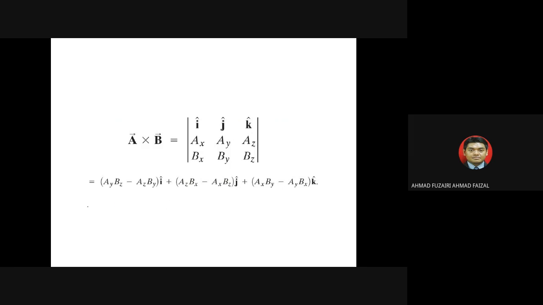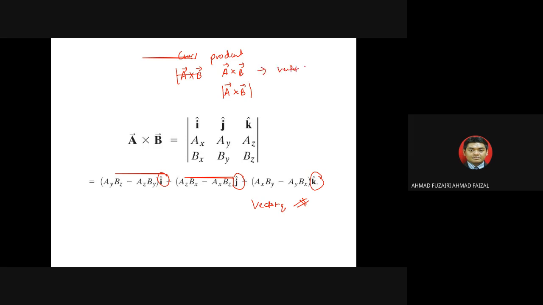And if you look at the final answer of vector A cross with vector B, it still has i, j, k. What does that mean? It means the answer must be a vector quantity. There are two kinds of cross product: vector A cross vector B, and another one is vector A cross vector B but in the modulus. This one you will get a vector quantity, and this one you will get a scalar quantity.